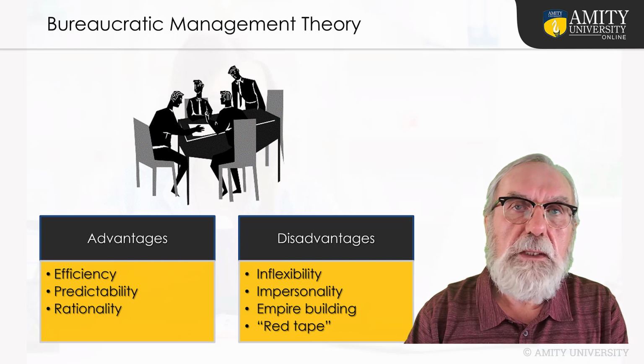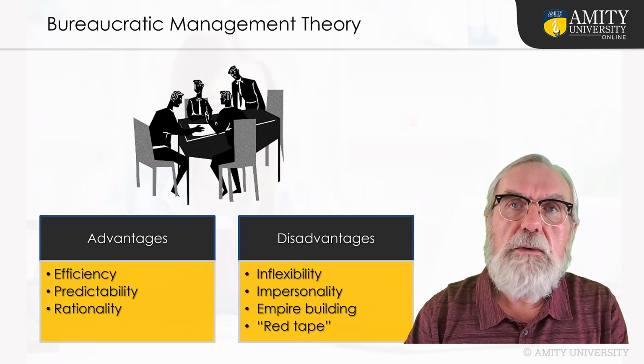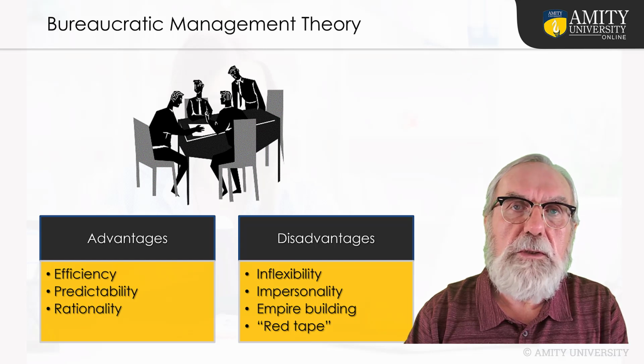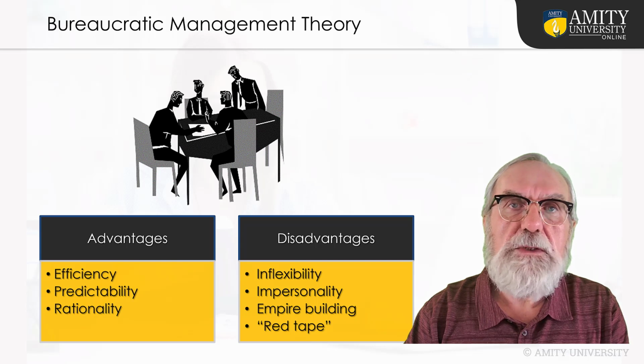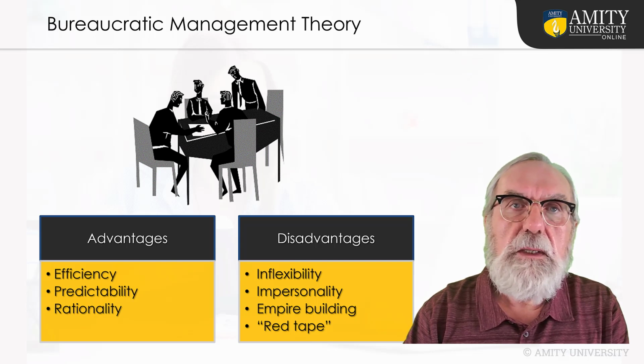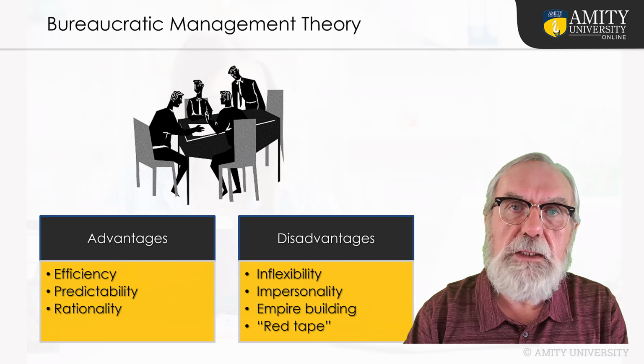Empire building. It's not uncommon for people climbing through the hierarchy to try to maximize their personal power by having the biggest team possible, or for the purposes of self-promotion and of appearing powerful and important. Another limitation is red tape. Bureaucracies are often associated with excessive red tape, whereby the structure and excessive rules and procedures slow tasks down and can lead to frustration for people trying to get things done to the best of their ability.